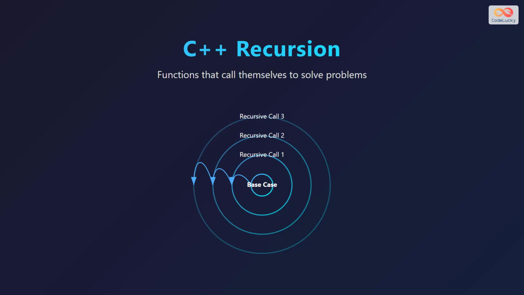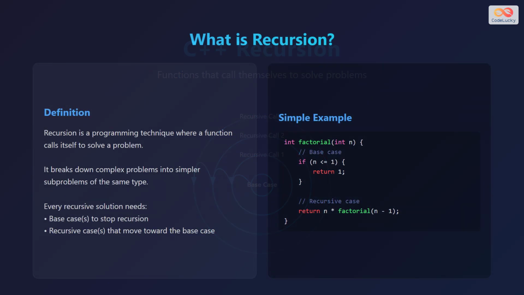Let's explore recursion in C++. Recursion is a powerful programming technique where functions call themselves to solve problems. It's like a set of Russian nesting dolls, each containing a smaller version of itself. Let's dive in and understand how it works. So, what exactly is recursion?